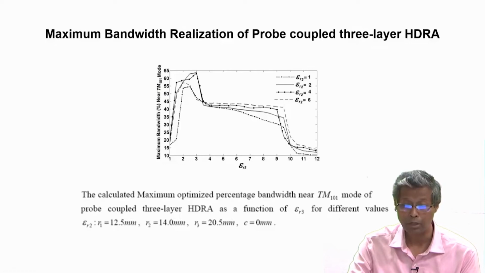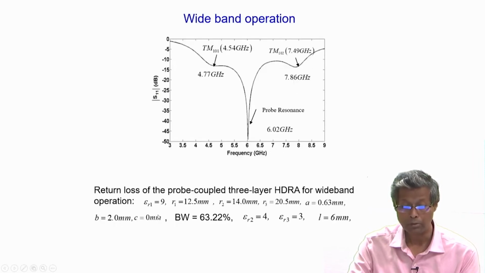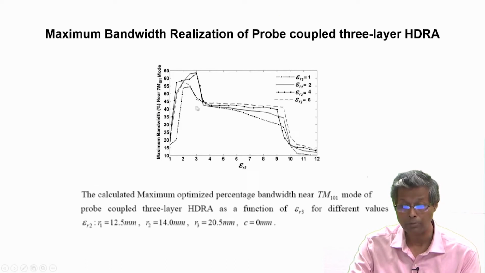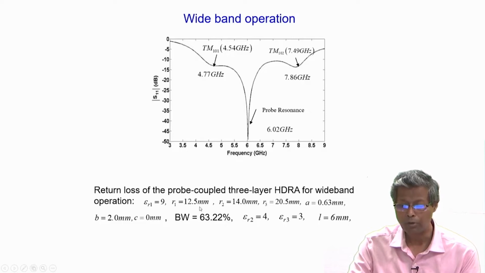So, 943 would be a kind of optimum value for realizing the maximum bandwidth out of this structure, which is around 62%. So, we next show that. Epsilon r1 9, epsilon r2 4, epsilon r3 3. So, 943 combination as is obtained from this figure, the peak of this bandwidth curve. And R1 12.5 millimeter, R2 14 millimeter and R3 20.5 millimeter.